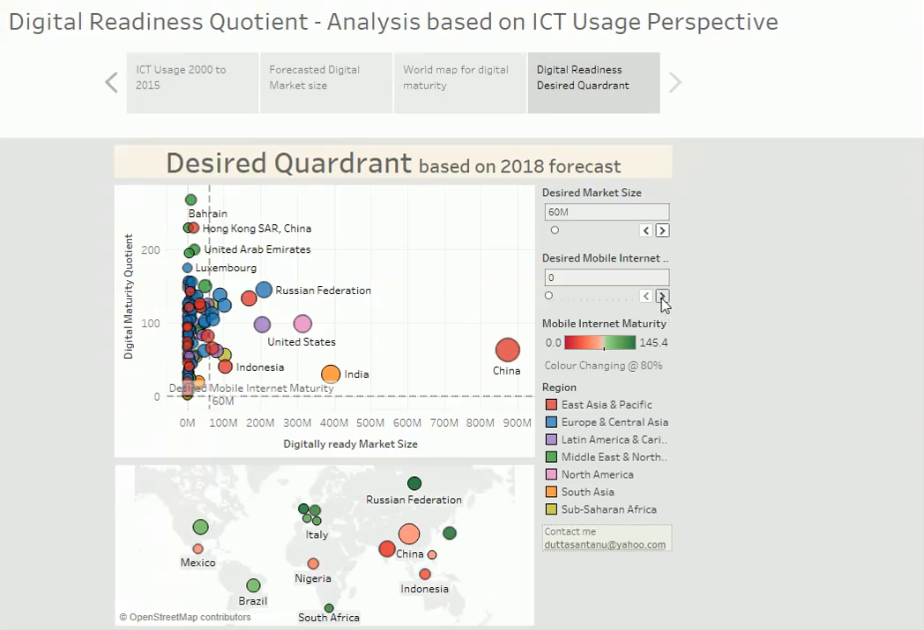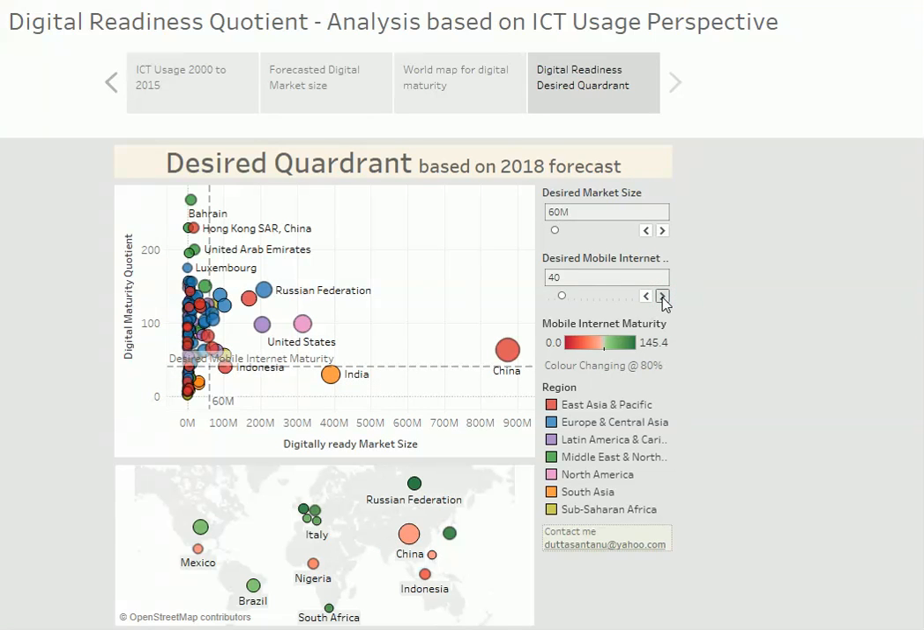If I leave it at that, then in any of these countries the marketing spend can be very high, because the digital quotient is not very high. So let us look at a high digital quotient. If I say that I would like a digital quotient of 80%, that means 80 out of 100 people should have a mobile connection as well as an internet connection. Then let's see how the countries look.